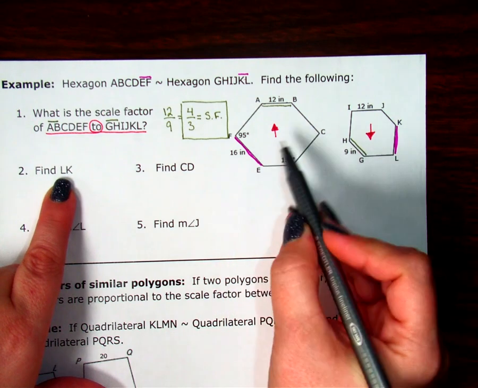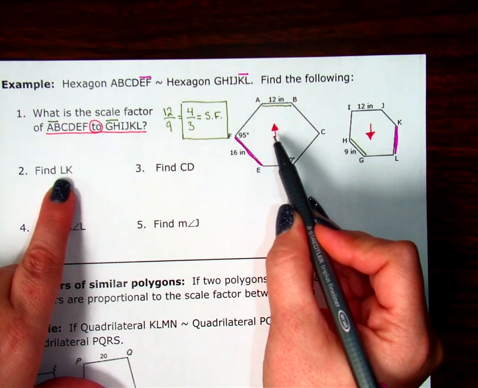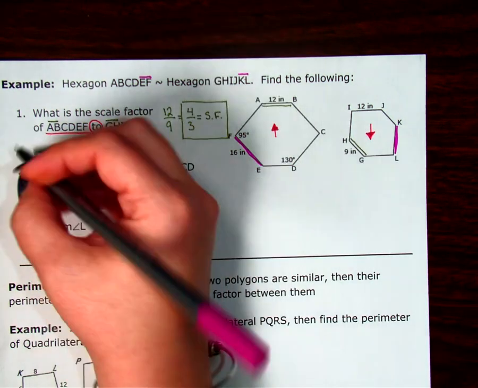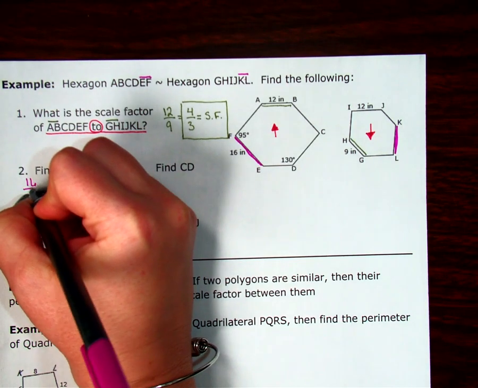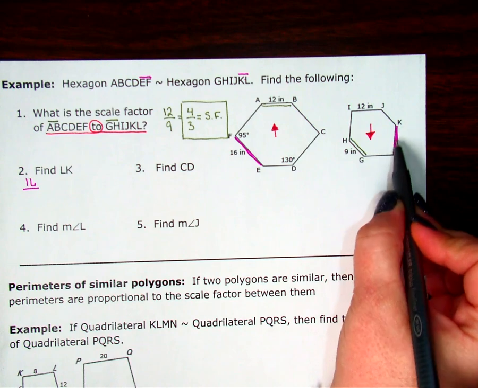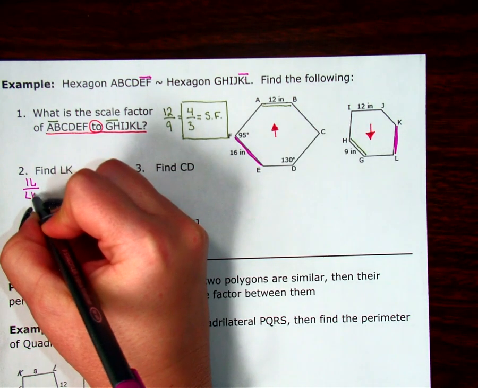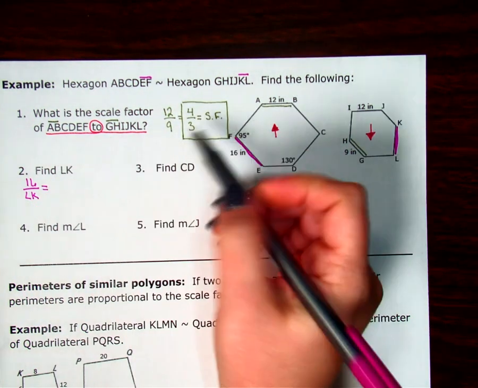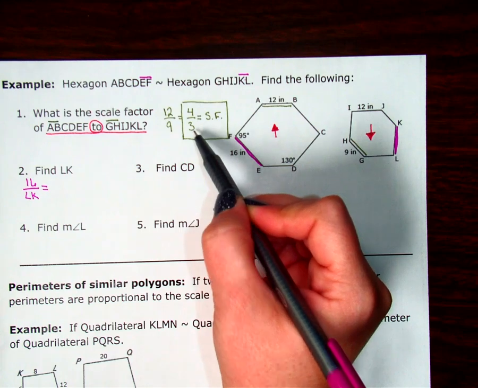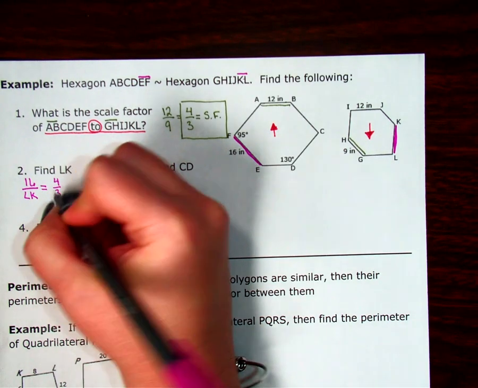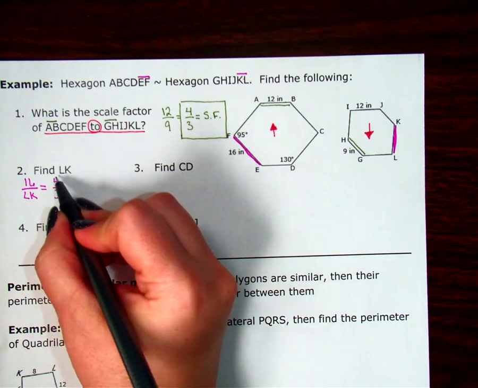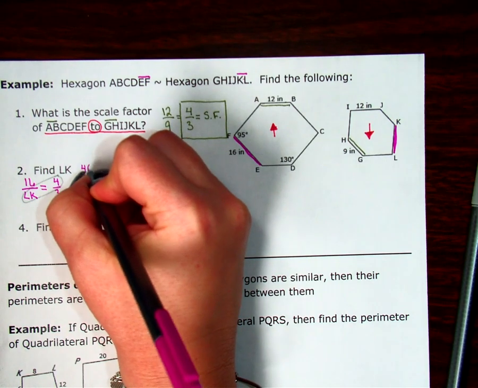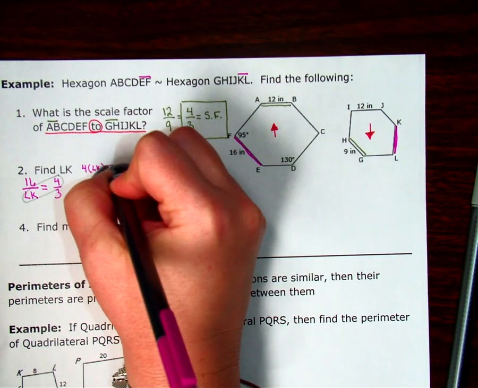Now, this is when my arrows come in handy, because I remember what needs to go on the top and what needs to go on the bottom. I know that the 16 is going to go on the top, and I know that the LK is going to go on the bottom. And you can change this to an X if you just want to use like a single variable. Okay? This is going to reduce to the exact same thing that my 12/9 reduced to, the scale factor 4 thirds. And then this I can cross multiply and solve. So I'm going to do 4 times LK equals 3 times 16.